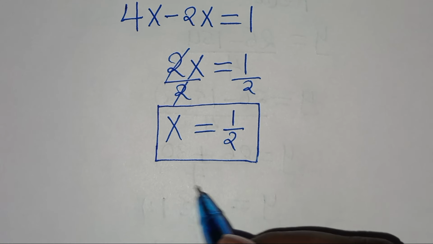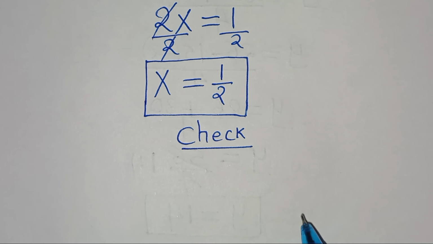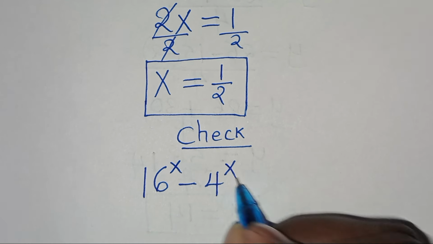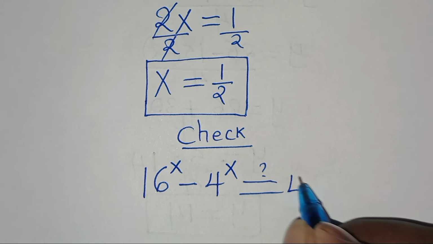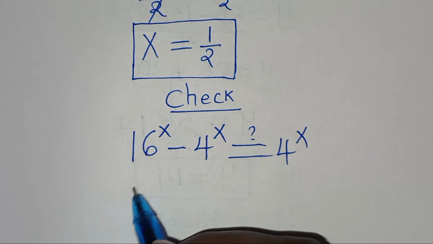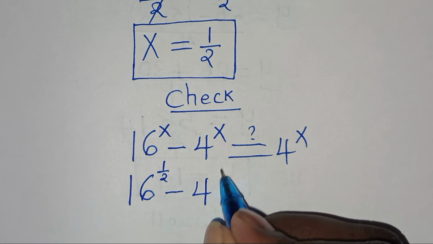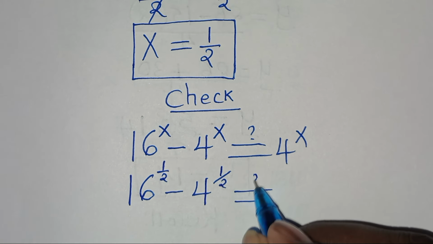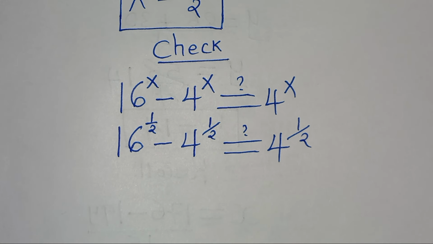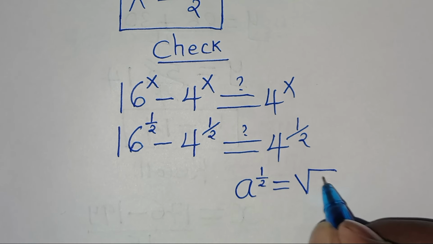Now, let's check if this value of x satisfies the equation. So we have 16 to the power of x minus 4 to the power of x. This is supposed to give us a value of 4 to the power of x. Now let's substitute the value of x, which is a half. So we have 16 raised to the power of a half minus 4 raised to the power of a half. This is supposed to give us 4 to the power of a half. Now a to the power of a half is the same thing as the square root of a.